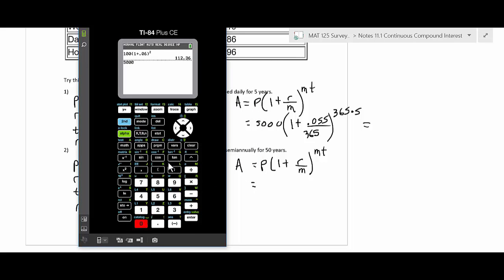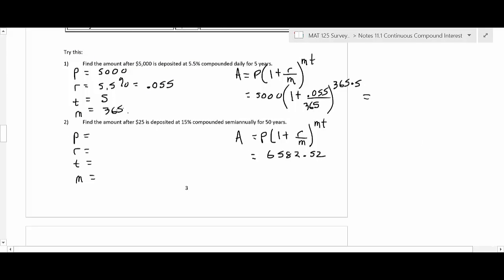So I'm going to put in 5,000 parenthesis 1 plus 0.055 divided by 365, and then raised to, see what I'm going to do is just use a parenthesis to do 365 times 5. So you want to control the order of operations. You want the calculator to do what's in parentheses. So let's see if you're right. Does this look good? $6,582.52. Does that look good? Okay, next problem.